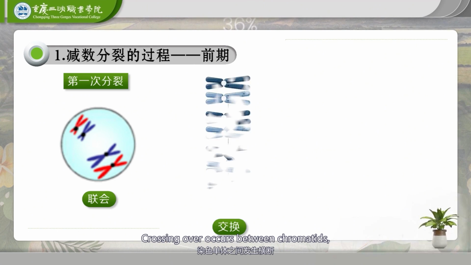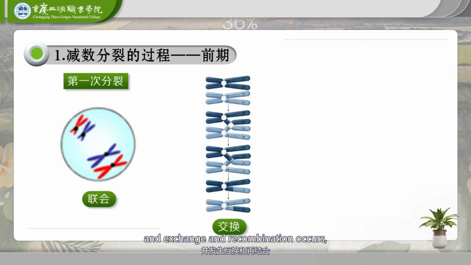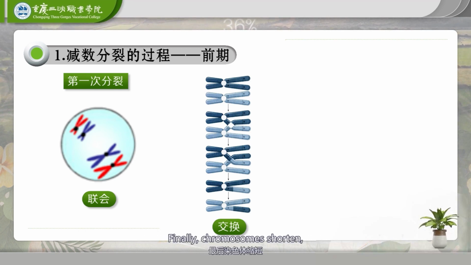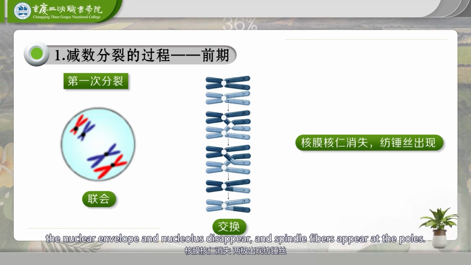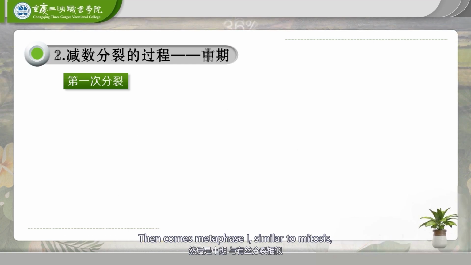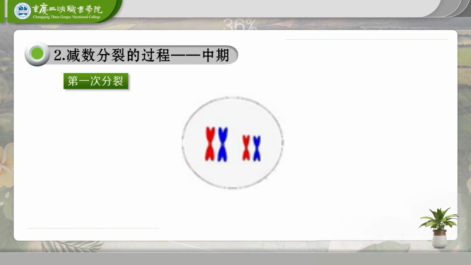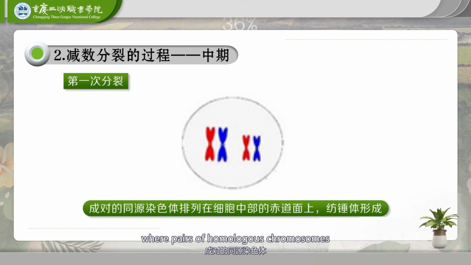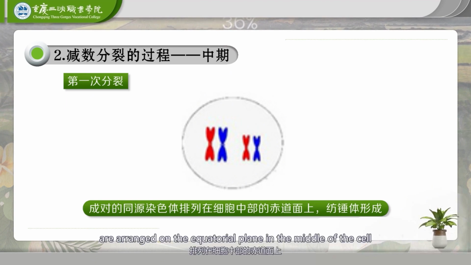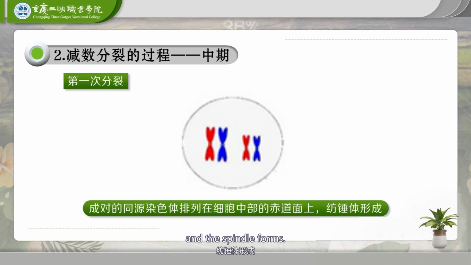Crossing over occurs between chromatids, and exchange and recombination occurs. This phenomenon is called crossing over. Finally, chromosomes shorten, the nuclear envelope and nucleolus disappear, and spindle fibers appear at the poles. Then comes metaphase I, similar to mitosis, where pairs of homologous chromosomes are arranged on the equatorial plane in the middle of the cell, and the spindle forms.